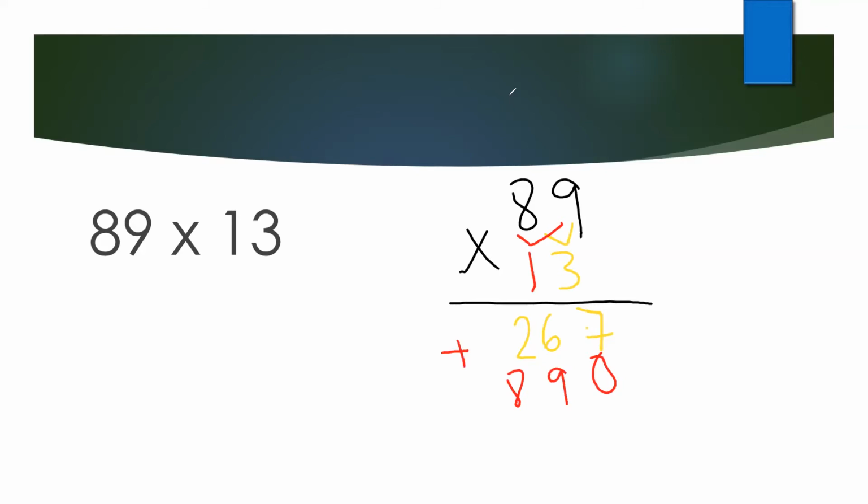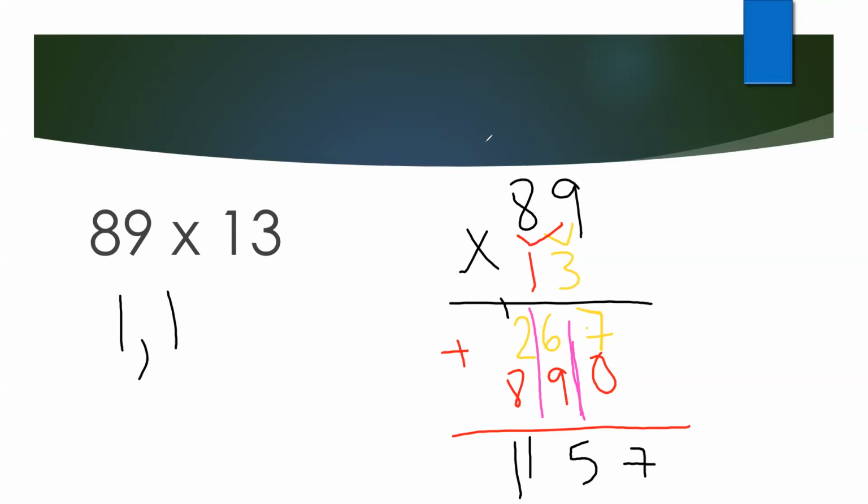And we're going to add those two numbers. Please make sure the numbers align. If it helps, separate them using the place value chart lines. All right, 7 plus 0 is 7. 6 plus 9 is 15. 5, and I carry the 1. 1 plus 2 is 3. 3 plus 8 is 11. So my answer is 1,157.